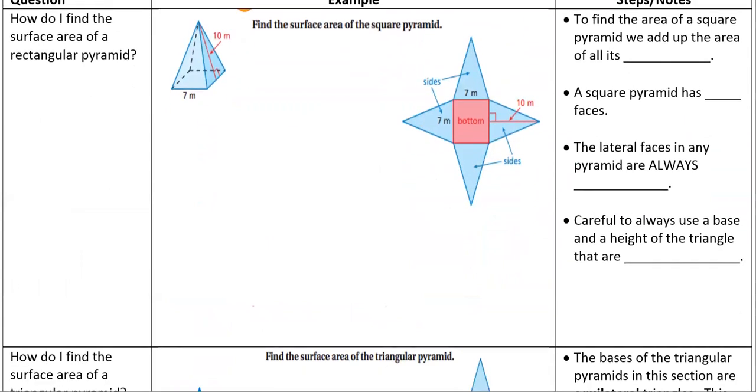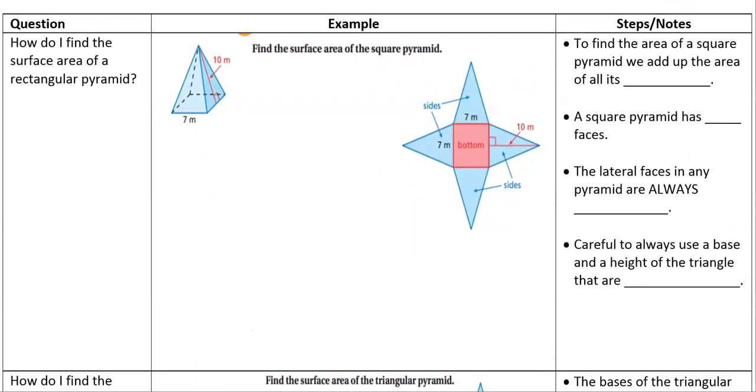Okay, let's try an example. How do I find the surface area of a rectangular pyramid? And really what we're actually doing here is a square pyramid. We're doing a square pyramid because a rectangle is actually harder. With a square pyramid, the base is a square. That means all of the lateral triangles are the same because their bases are the same length, okay, because this is a square.